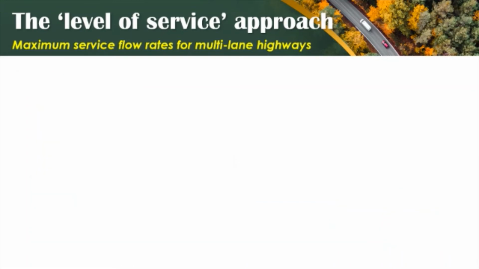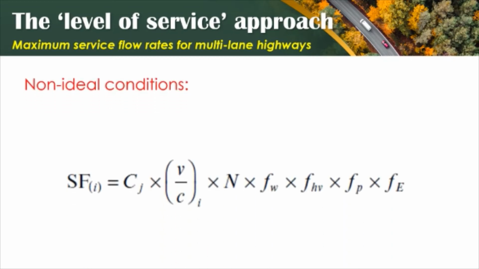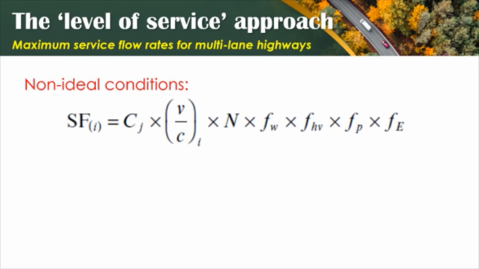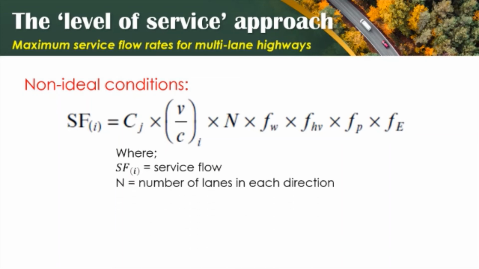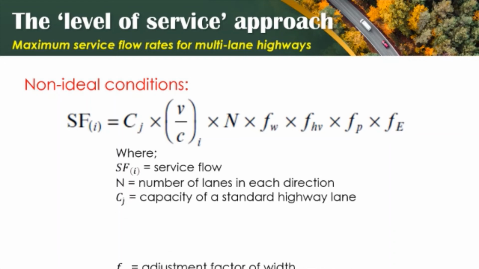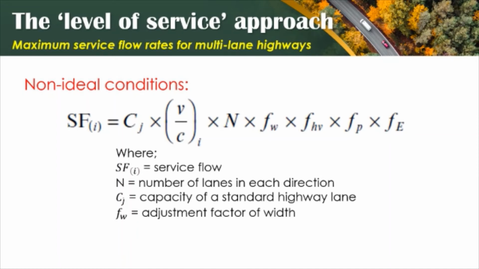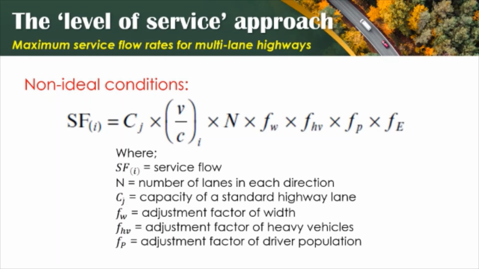So yung nauna ay para sa ideal conditions. Paano naman kapag non-ideal conditions? So ito yung formula para sa non-ideal conditions, where SF is the service flow, N is the number of lanes in each direction, C sub j is the capacity of a standard highway lane, F sub W is equal to the adjustment factor of width, F sub HV is equal to the adjustment factor of heavy vehicles, F sub P is the adjustment factor of driver population, and F sub E is the adjustment factor of highway environment.